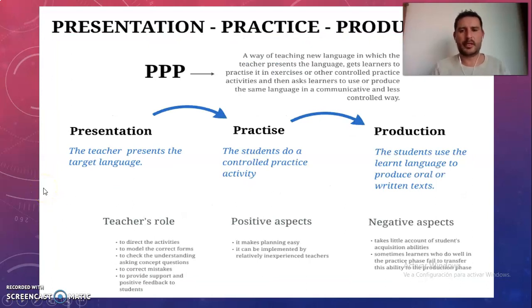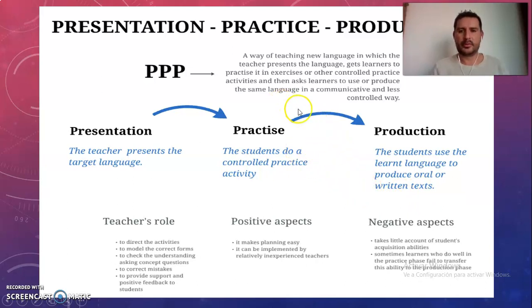Okay, the most important aspects about that approach. The presentation is the stage where the teacher presents the target language, so students know the most important aspects of the topic. After that, the practice. In that stage, students do a controlled practice activity. Finally, the production. In that stage, the students use the learned language to produce oral or written text.